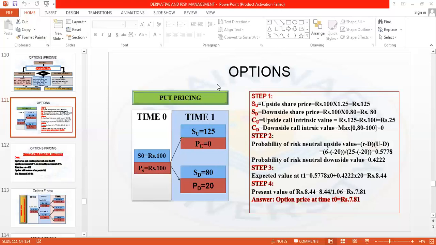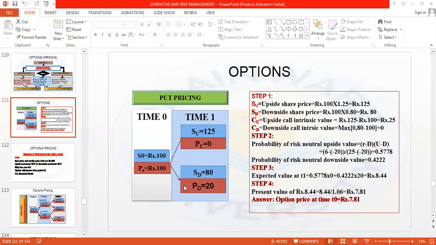So since it is my right, I cannot allow a loss at time 1. So obviously what will happen, I will throw off my right and I will not exercise the right under put option. Since I am not exercising the right of the put option, the payoff of the put option is now 0. In case of call option, this figure was rupees 25 plus because the intrinsic value was calculated in just opposite way.